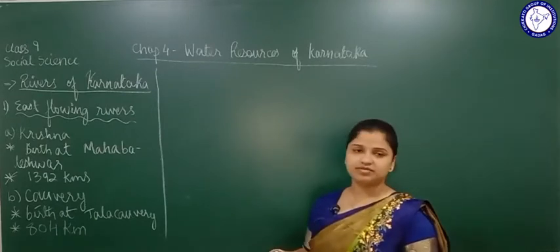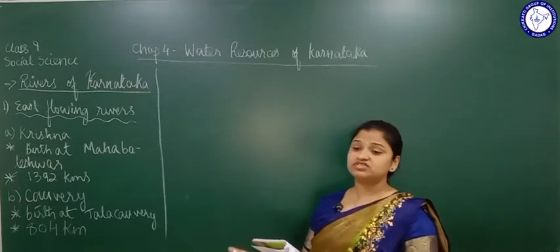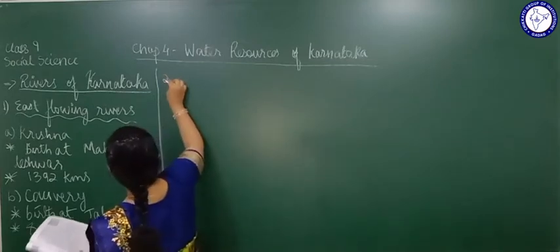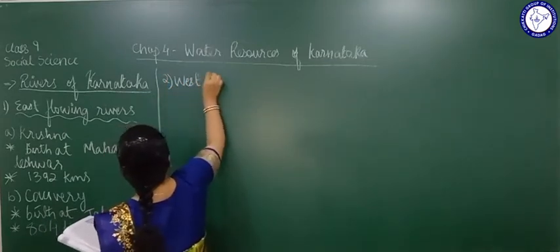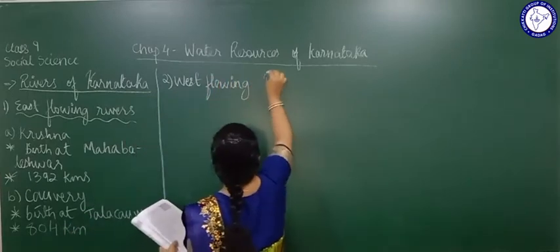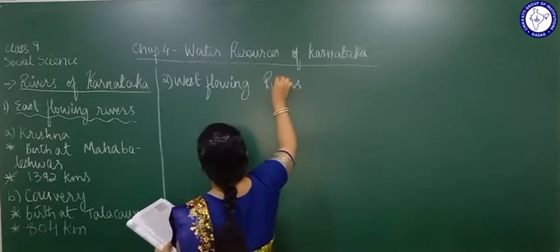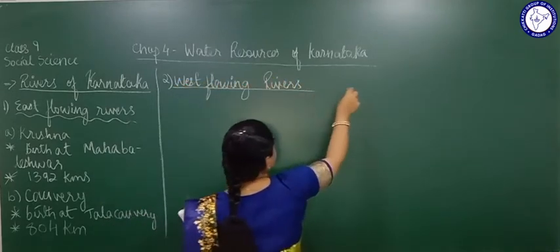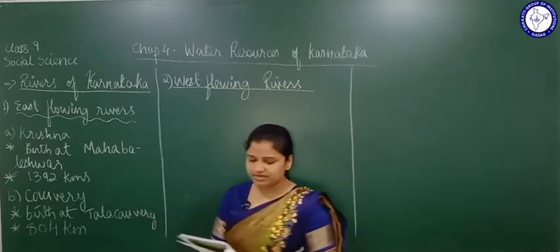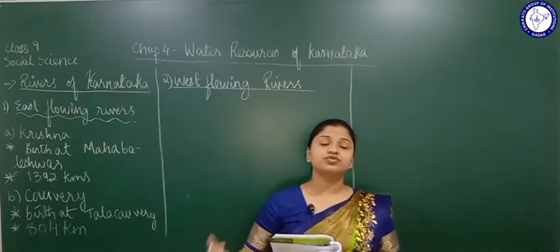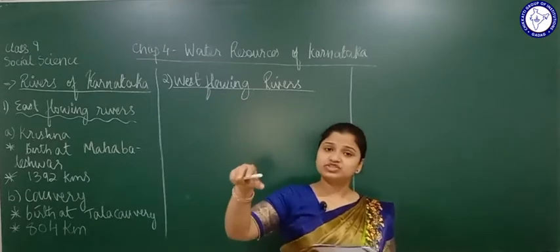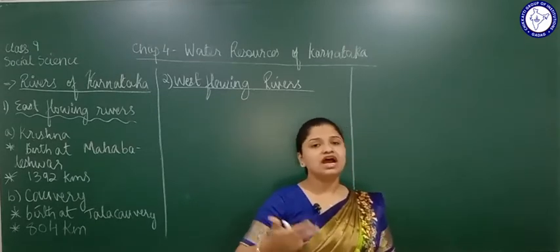Now let us discuss the rivers which are flowing in the other direction, that is the west flowing rivers. Now there are many rivers which are originated in the Malnad region, that is on the western Ghats, and then they flow westwards from the western Ghats and they enter the Arabian Sea, right?